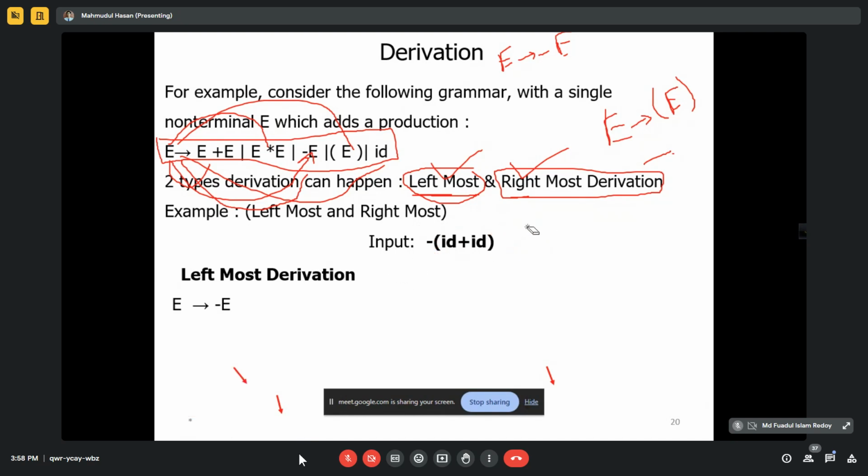Because you need to generate this input. So you need to choose the production rule in such a way that you can generate this one. So which one do you want to select to make this one?